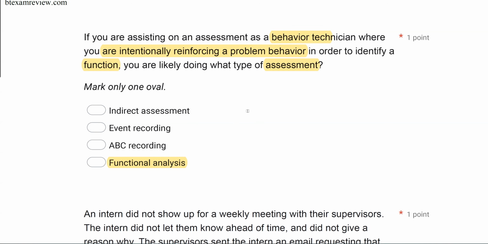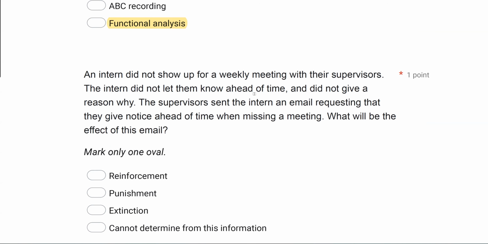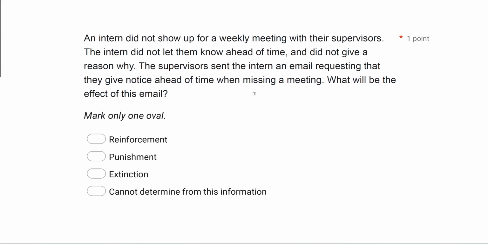and consequences, including reinforcement. An intern did not show up for a weekly meeting with their supervisors. The intern did not let them know ahead of time and did not give a reason why. The supervisor sent the intern an email requesting that they give notice ahead of time when missing a meeting. What will be the effect of this email?